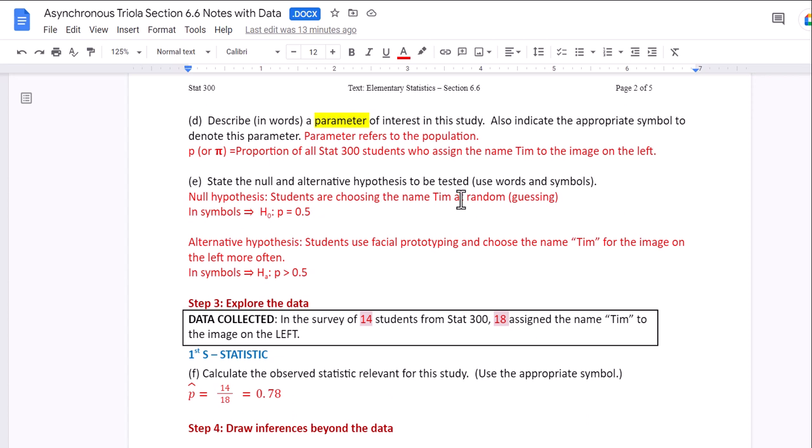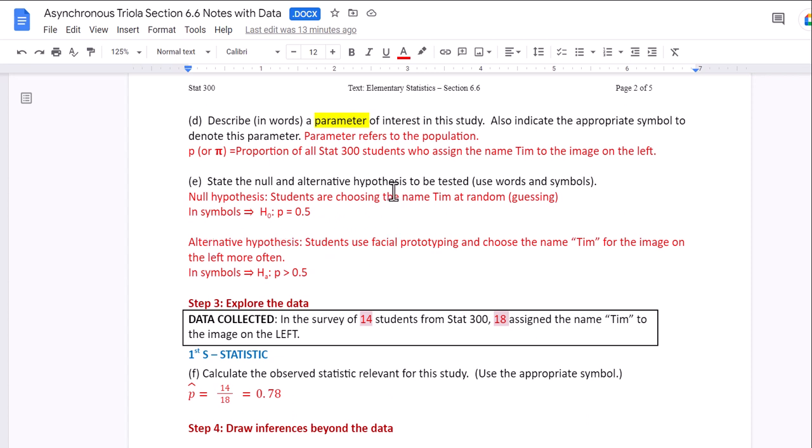Now, saying that we have strong evidence that the null hypothesis is not true, that people are not choosing the name Tim at random, one of the important aspects here is to recognize that that doesn't mean that the alternative hypothesis is true.